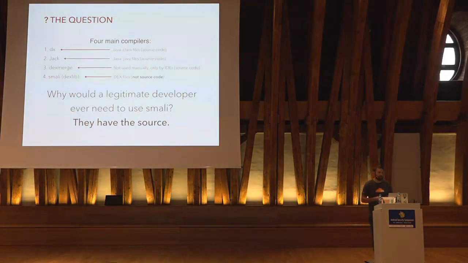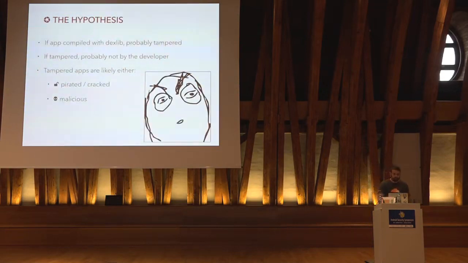So again, there's four main, we'll call them compilers. There's DX, Jack, Dex merge. Those are legitimate things that people would use. Again, Dex merge is something that's not often used, so this makes it more interesting to us. And then we have Smali, which is DexLib, and there's different versions of that. This was specifically interesting to us because we would assume that they might not be legitimate. If you were a legitimate developer, why are you compiling your source code and then modifying it? Why aren't you just modifying your source code and then compiling it? So again, DexLib probably means tampered. This probably relates to pirated or cracked apps and potentially malicious apps.